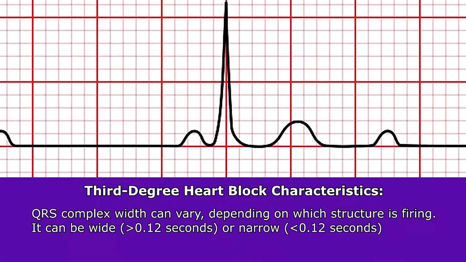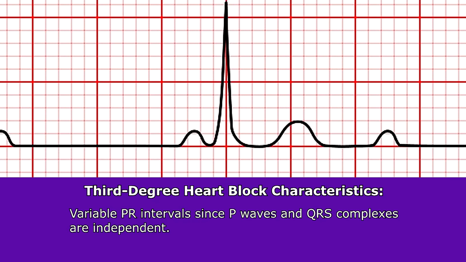And when you measure those QRS complexes, the width can vary depending on what structure is firing. So they can be narrow or wide, so greater or less than 0.12 seconds. In addition, you can have variable PR intervals because, again, the P wave and the QRS complexes are independent.